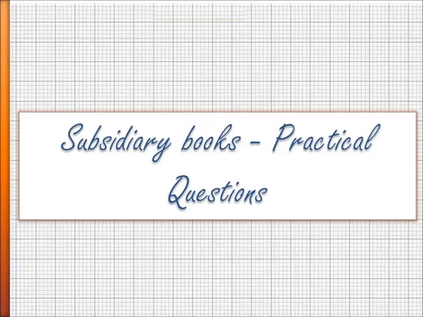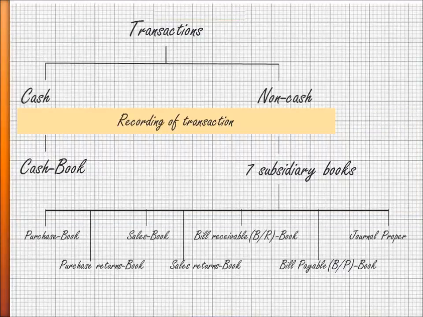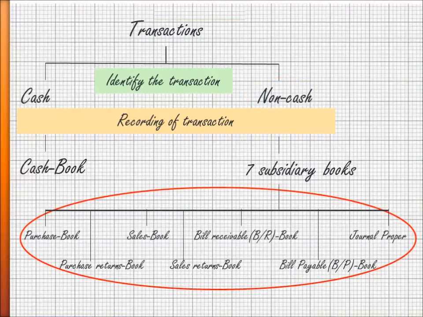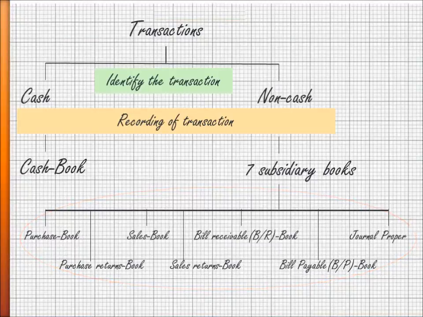Now I'm going to take one practical question. I'm going to take the same question that I took at the time of equation and journal entries. So let me remind you, first of all, you have to identify the transaction, whether it's a cash transaction or a non-cash transaction. If it's a cash transaction, that will go to the cash book. If it's a non-cash transaction, it might go to the purchases book, purchases returns book, sales returns book, BR book, BP book, or journal proper. In journal proper, we simply make a journal entry.